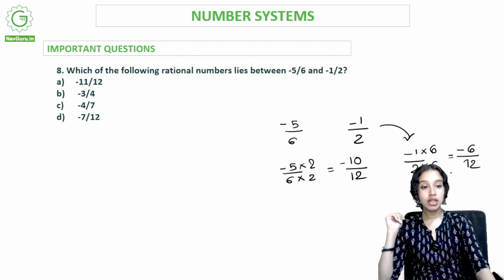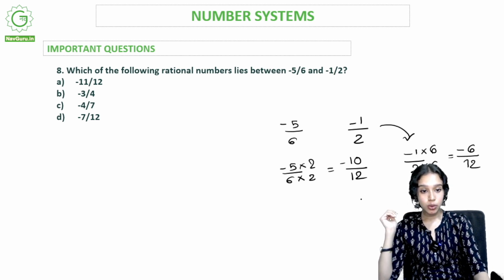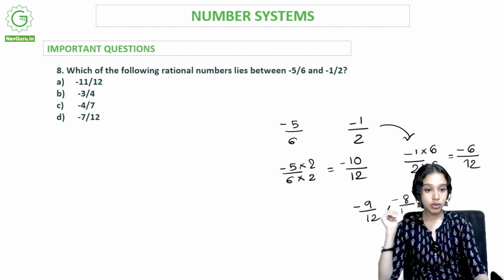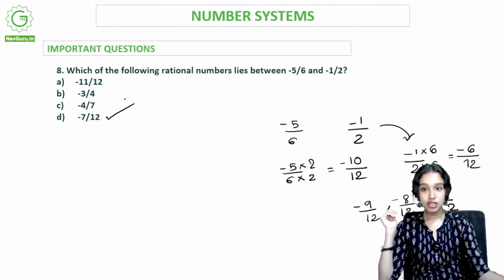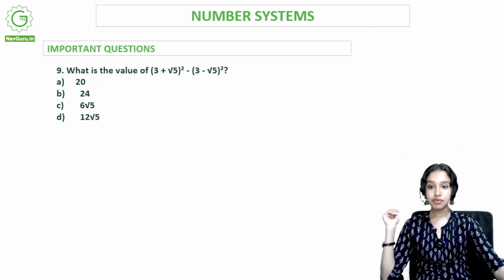So what number lies between minus 6 by 12 and minus 10 by 12? We could say minus 9 by 12, minus 8 by 12, minus 7 by 12. Do we have any of this in the option? Yes, we do. And this is the right answer. Now we have another question.